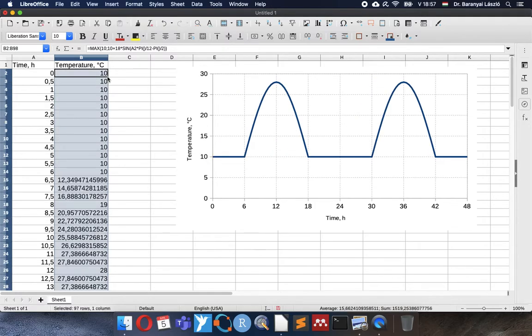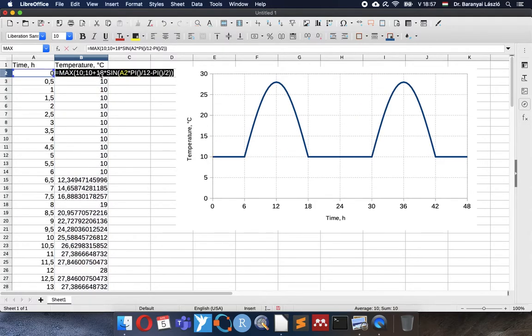And as I enter, yes, you can see that we have a nice equation. And indeed, our temperature is constantly 10 until 6 o'clock. When it is starting to increase, 12 hours we have the peak, and at 18 hours, 6 hours in the afternoon, it returns to 10 degrees, and it is repeating day by day as we wish. And here is the equation in the combination of maximum function and, of course, the sine wave calculation.